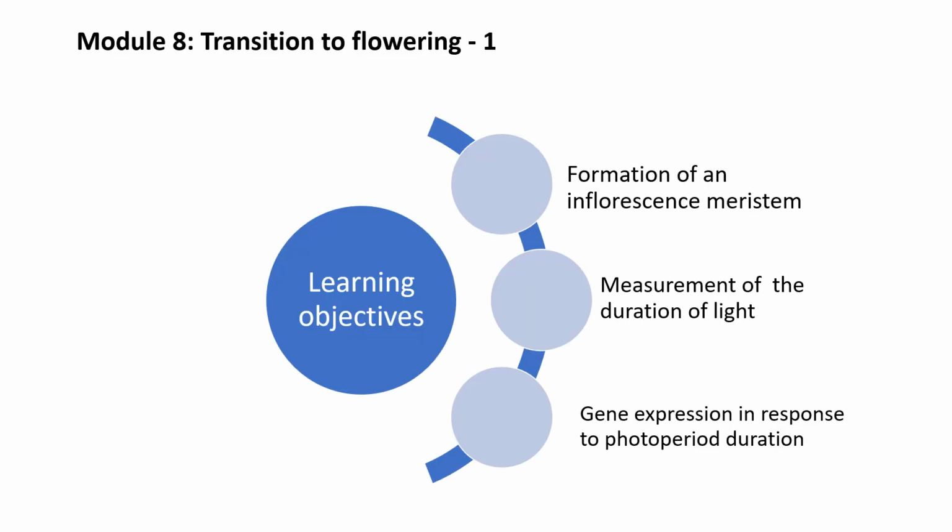The learning objectives of this module are firstly to see how the vegetative shoot apical meristem becomes an inflorescence meristem. Then we will try to understand how a plant measures the photoperiod and responds to it. And finally, we shall study the genes involved during the transition to flowering.